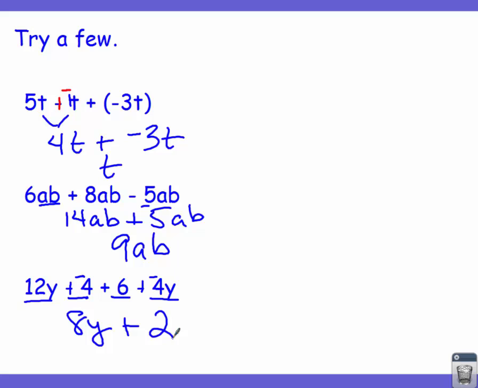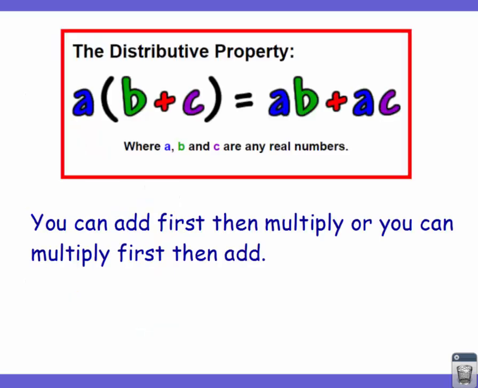Now that leads us into what the real lesson today is about, the distributive property. The distributive property states that I can add first, then multiply, or I can multiply first, then add. It's strictly up to you. It depends on what the numbers look like. So here's what it says. I can take these two numbers right here because they're in parentheses. I can add those first and then multiply it by the A.